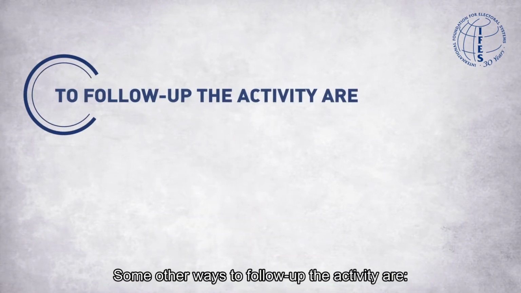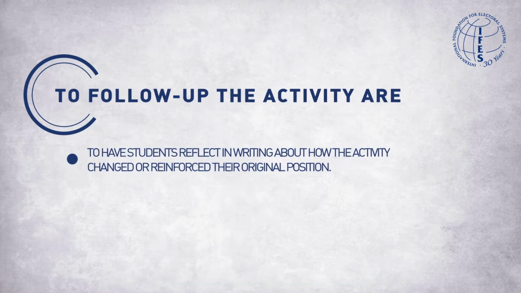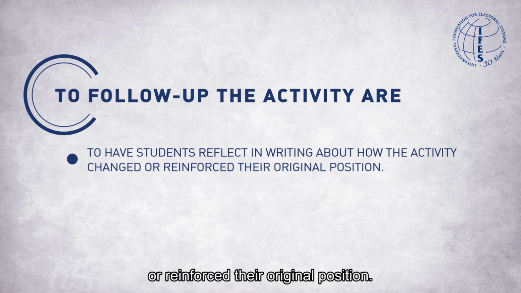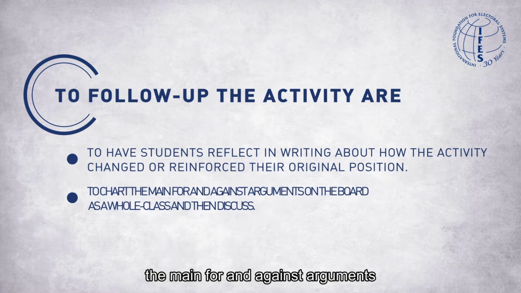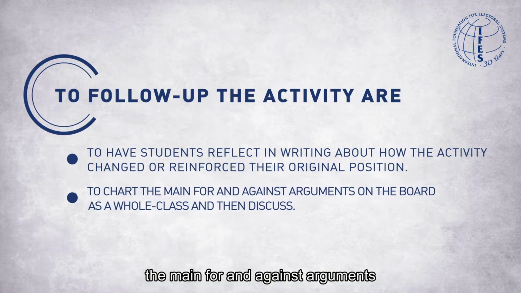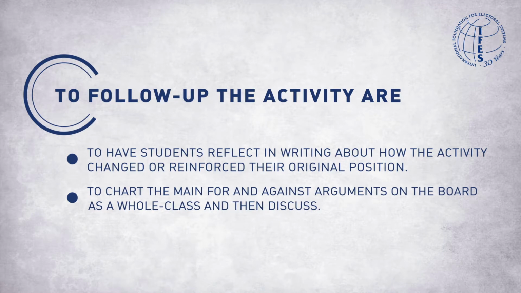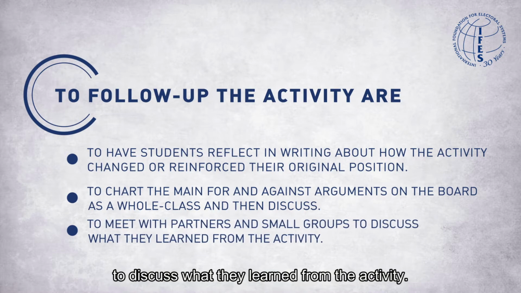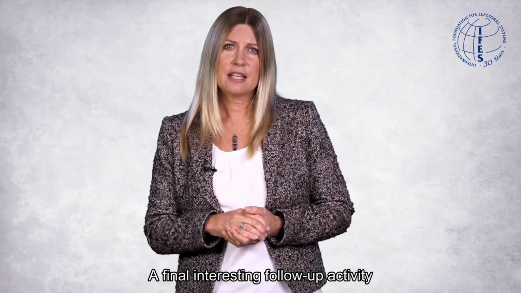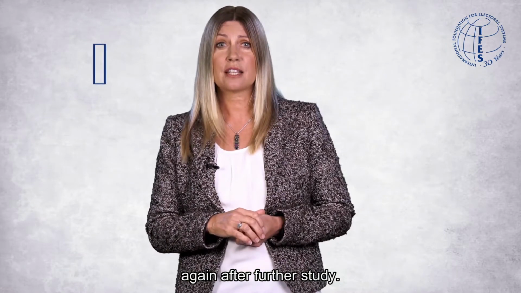Some other ways to follow up the activity are to have students reflect in writing about how the activity changed or reinforced their original position. To chart the main for and against arguments on the board as a whole class and then discuss. Or students can meet with partners and small groups to discuss what they learned from the activity. A final interesting follow-up activity is to conduct the human continuum again after further study.